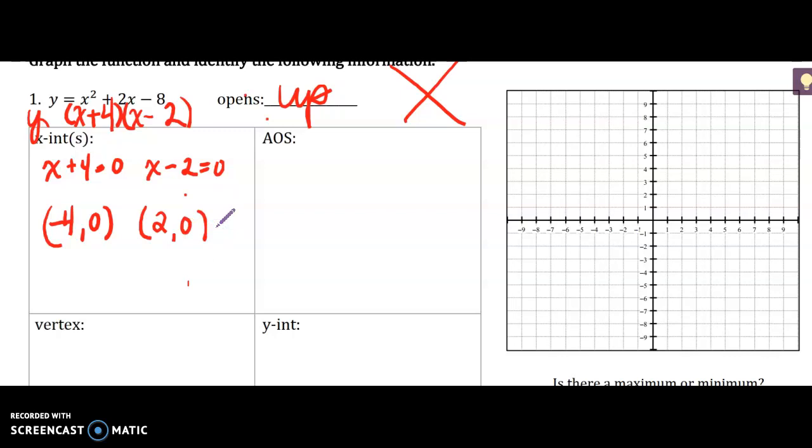To find my axis of symmetry, remember it's the average of my x-intercepts. We call those p and q. So it's x equals negative 4 plus 2 divided by 2. Negative 4 plus 2 is, and I am sorry, this is why I should show my work, negative 2. That's negative 2 over 2, which is negative 1. So be careful with your signs, as always.